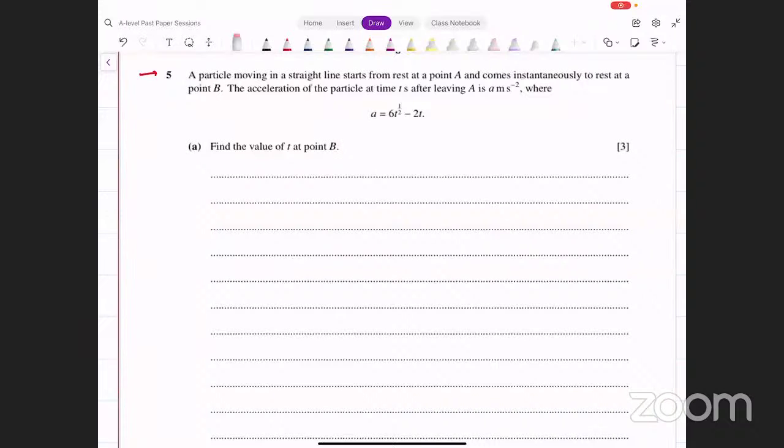All right. So we have a particle that is moving in a straight line that starts from rest at a point A and comes instantaneously to rest at a point B. The acceleration of the particle at time t seconds after leaving A is a meters per second square, where a is equal to this. Find the value of t at the point B. ये आपको करना है. ठीक है?